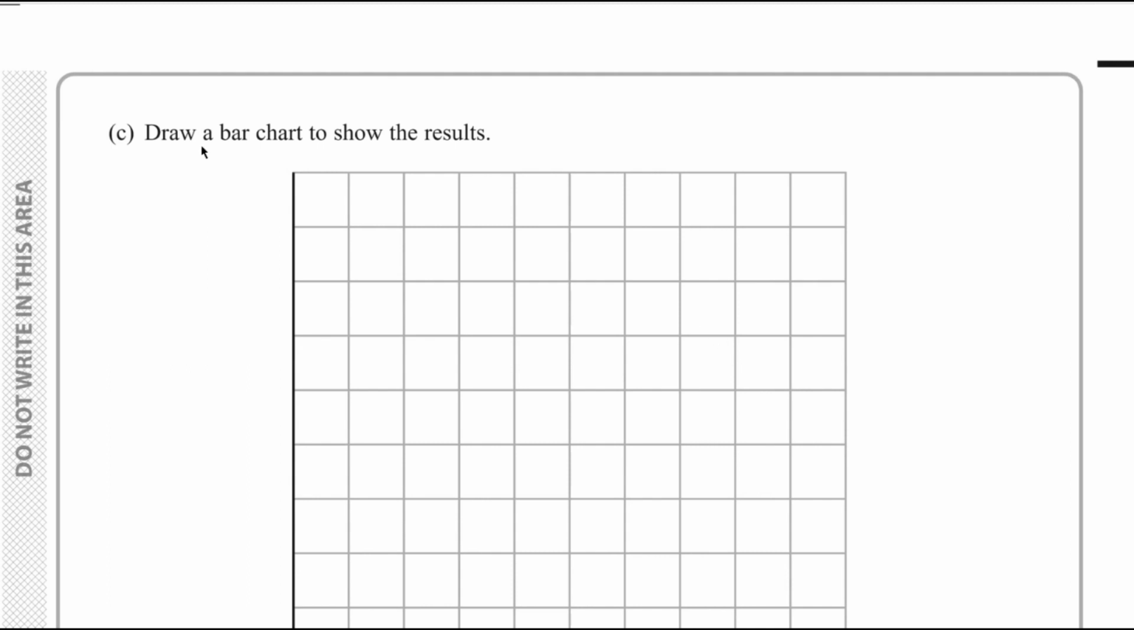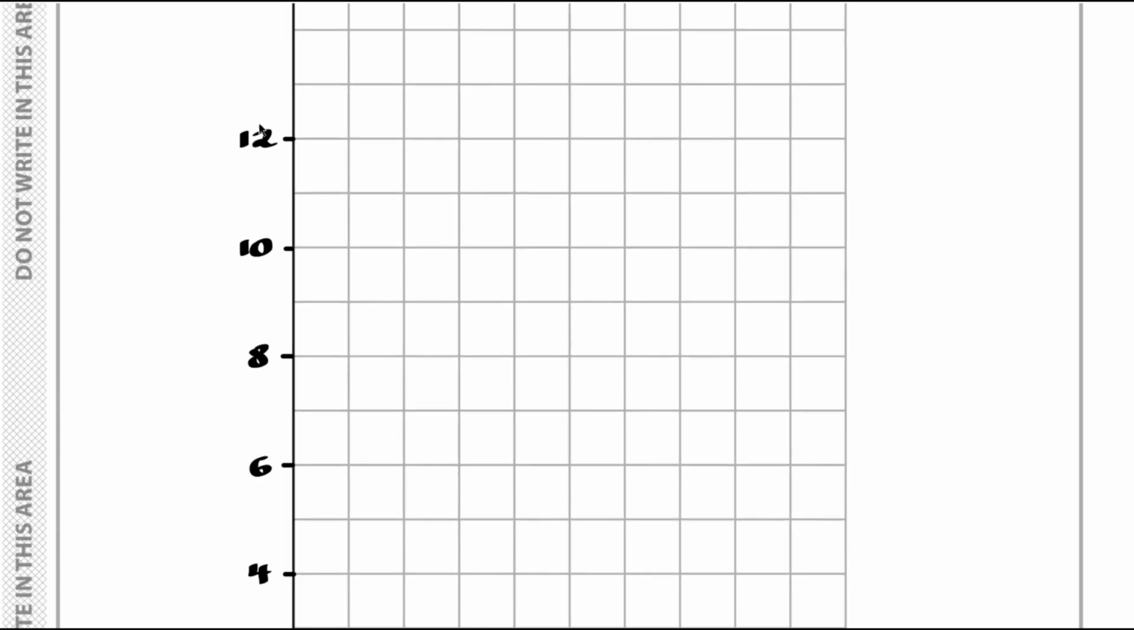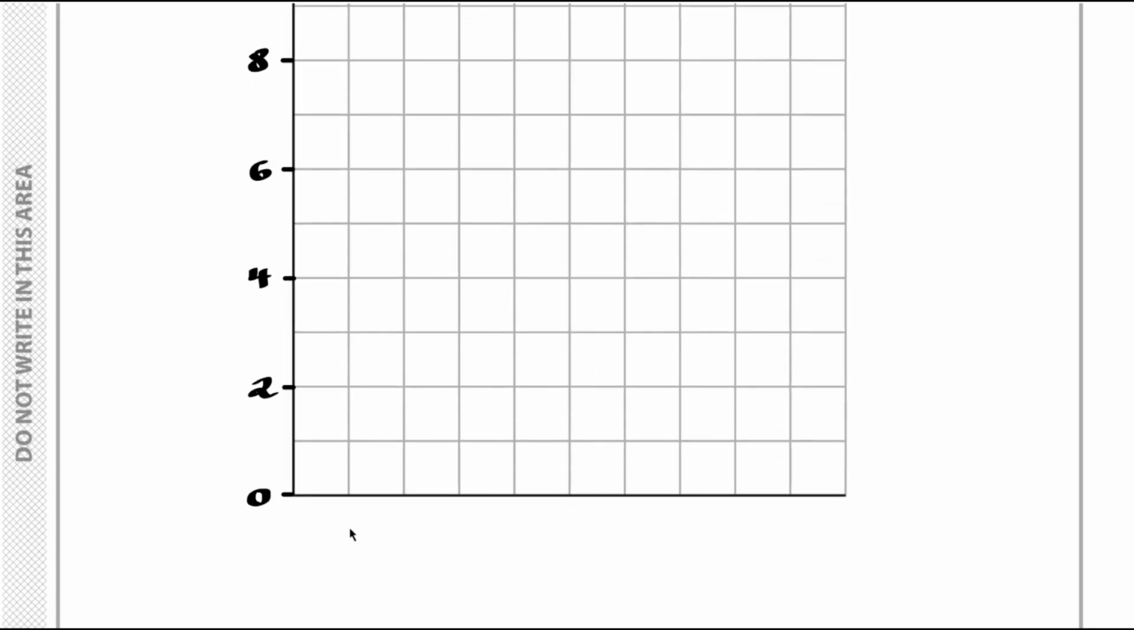Part C, draw a bar chart to show the results. We begin by adding a scale, such as the one we see here. We are going up in 2s. So we have 0, 2, 4, 6, 8, 10, and then 12. We then add on our labels, C for castle, F for farm, M for museum.